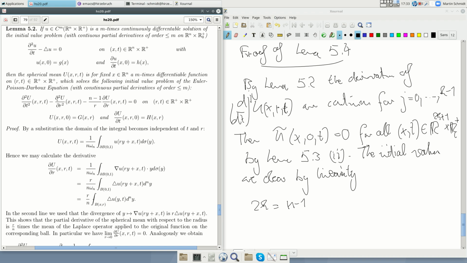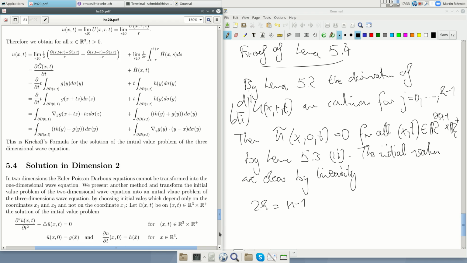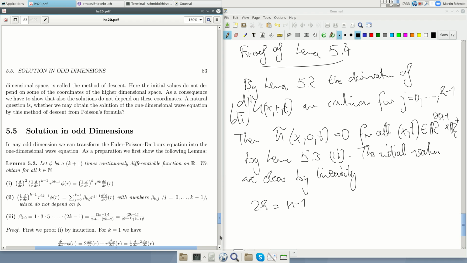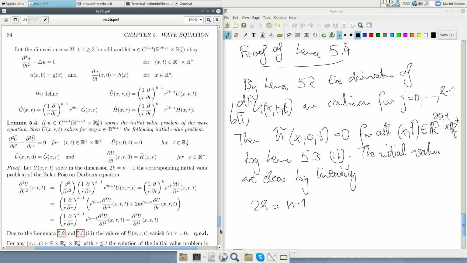Yeah, so second derivative and n minus 1 over r. So this is exactly... now by the Euler-Poisson-Darboux equation, this is the same as the second derivative with respect to t. So this whole thing is the same as this expression here, second derivative with respect to t, and this is clearly the same as this expression.